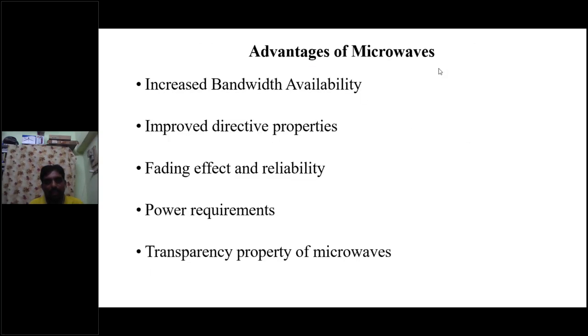Coming to the next one, the advantages of microwaves, where we are using microwaves in our real-time applications in our day-to-day life, where we can observe the use of microwaves when operating at 1 gigahertz to 1000 gigahertz. The first one we can take is increased bandwidth availability. Compared to our previous systems of what we learned for our communication system, by using these microwaves, we can increase the bandwidth of the system for dual operations or multiple operations.